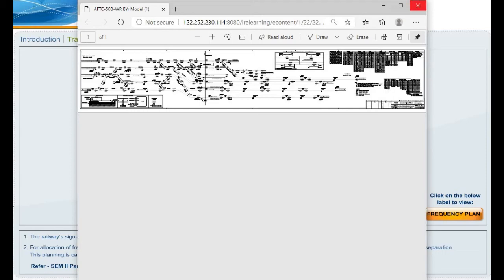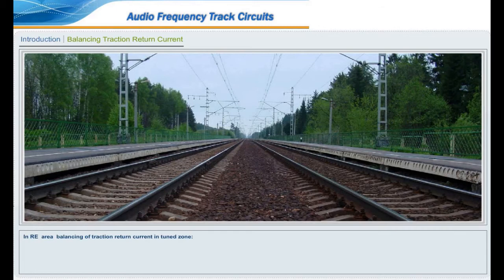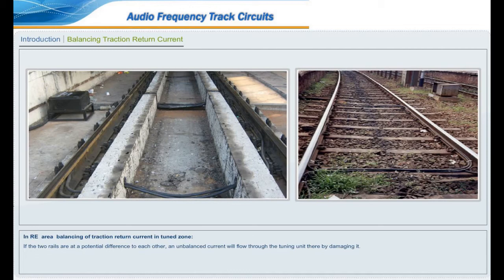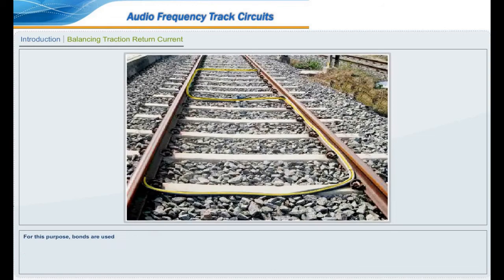In railway electrified area, balancing of traction return current in the tuned zone is needed. If the two rails are at a potential difference to each other, an unbalanced current will flow through the tuning unit, thereby damaging it. To avoid this damage, a path for traction return current is given through bonds connected to the rails so that unbalancing is controlled. For this purpose, bonds are used.